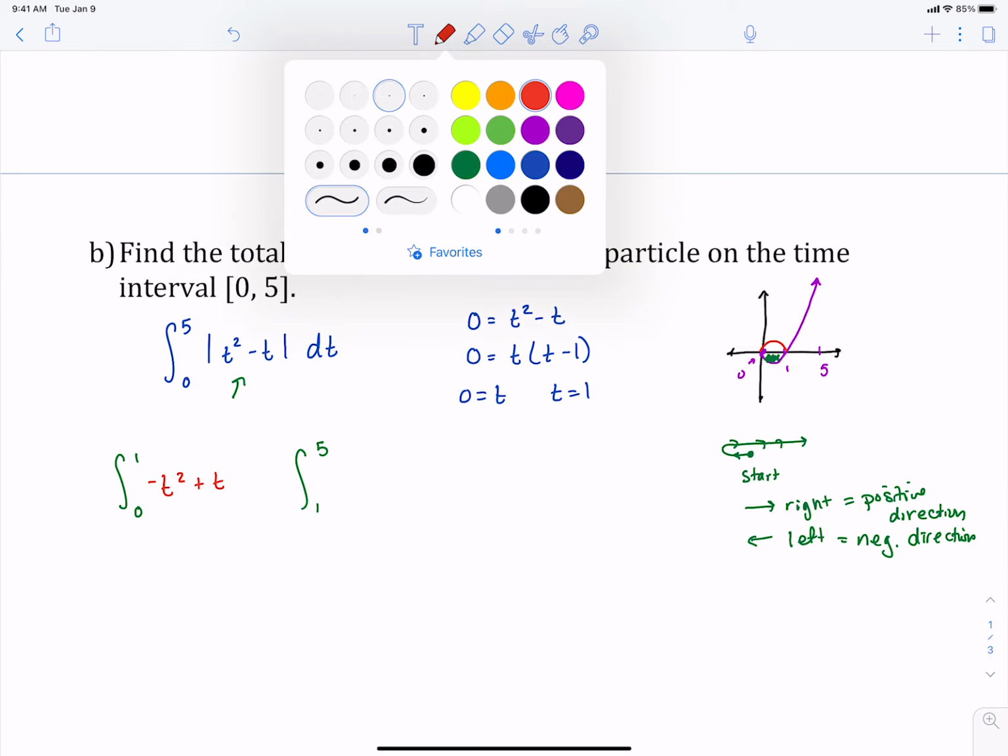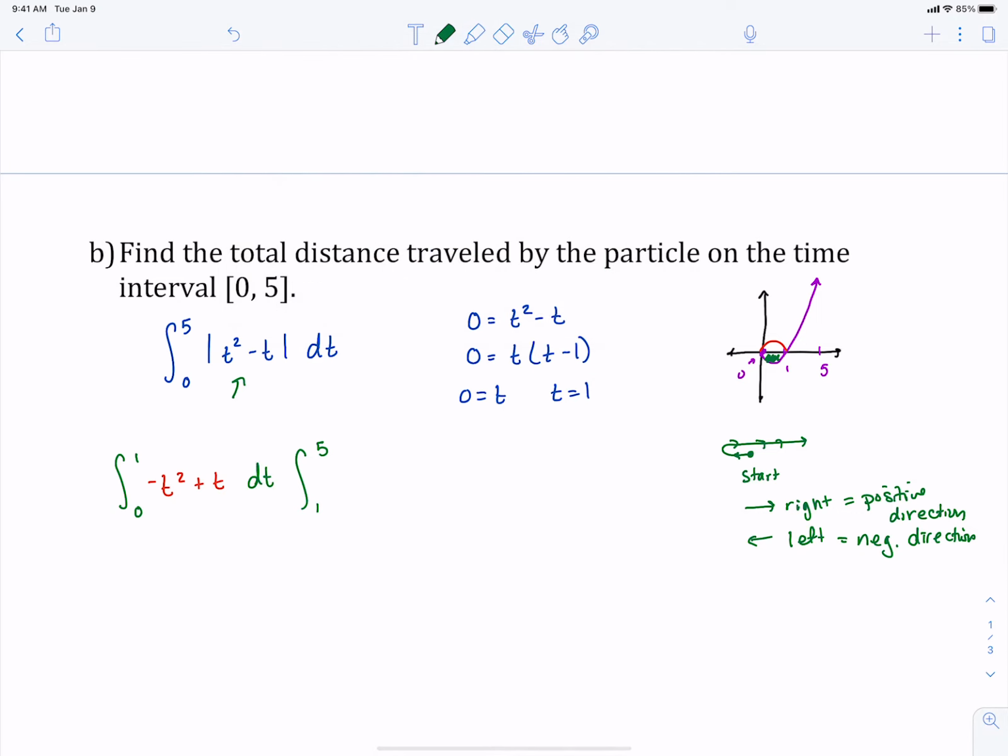And all we have to do to do that is change the signs of our function. We have to literally just, anything that's positive becomes negative, anything that's negative becomes positive. That flips that part of that graph up. We're just going to do that from 0 to 1. From 1 to 5, we're going to keep everything the same. And we're going to add these two together. So it's going to take that negative area, make it positive for us, and then keep our positive area positive.